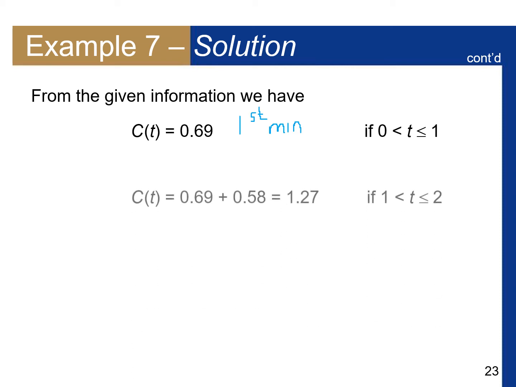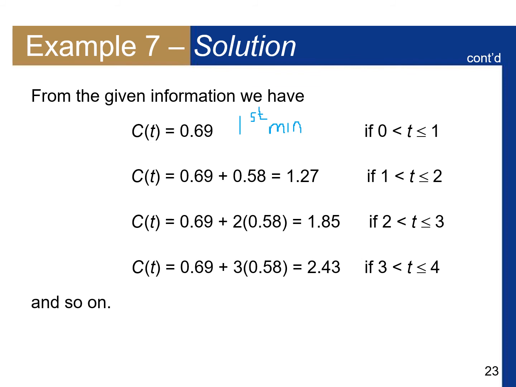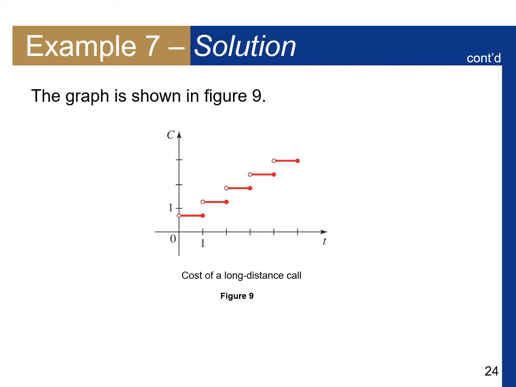Then after that, you're going to take that 69 cents and add 58 more cents. So you're going to be charged $1.27 from bigger than 1 minute and smaller than or equal to 2. And this continues. I'm going to get charged another 58 cents from bigger than 2 minutes to 3 minutes, and from 3 to 4 minutes, another 58 cents onto that 69 cents, and so on. So this graph looks like this, and again, that's why it's called a step function.